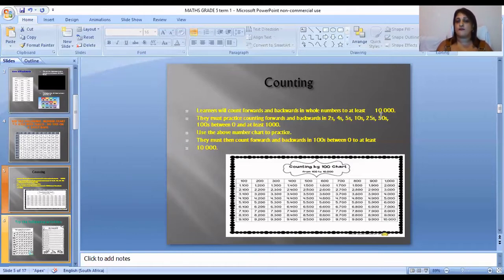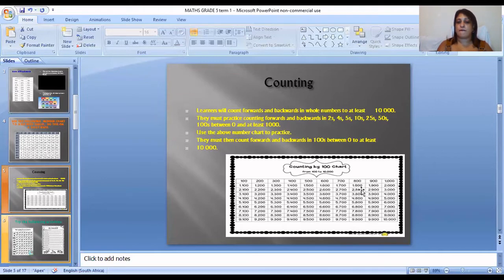Use a number chart to help you, and then you write it on your own, and you will understand how to count. Then you can use this number chart to help you when you're counting in hundreds up to 10,000. Now, you can start from anywhere. For example, if I tell you count from 500 to 4,500, say 500 to 1,000: 500, 600, 700, 800, 900, 1,000.